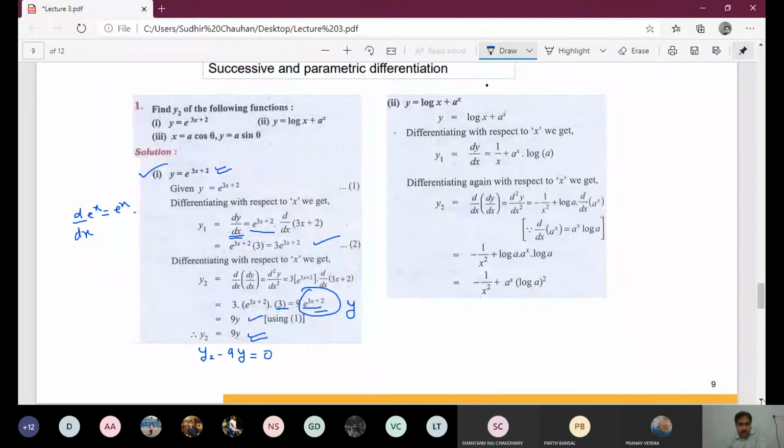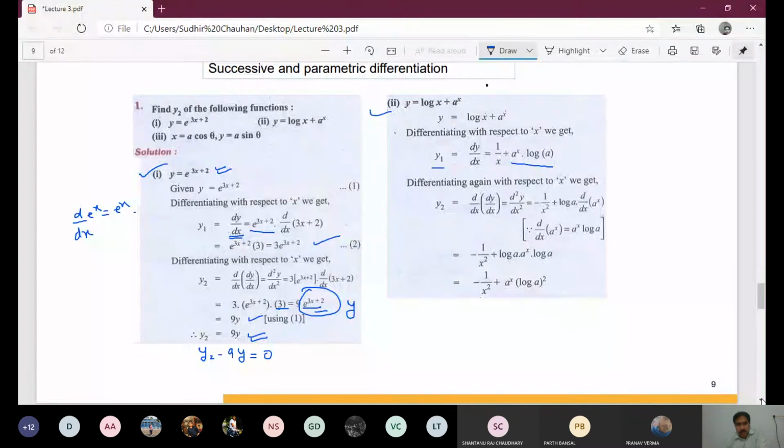So in case of the second part, y is equal to log x plus a raised to power x. We differentiate with respect to x. We get the first derivative, that is y1, that is dy by dx. So the differential of log x is 1 by x, plus the differential of a raised to power x, which is a raised to power x into log a.